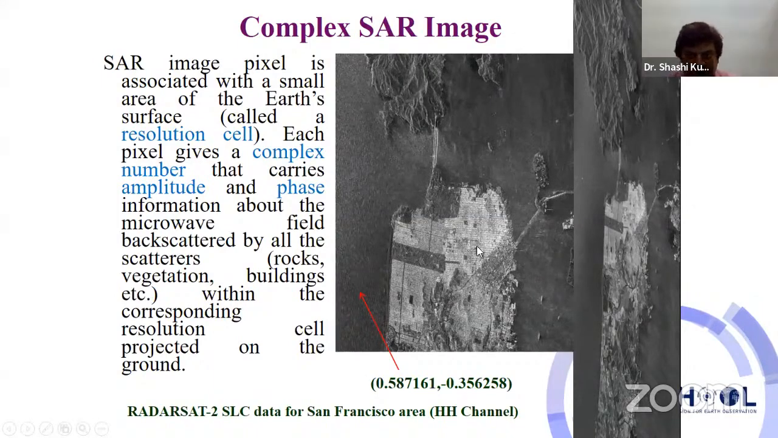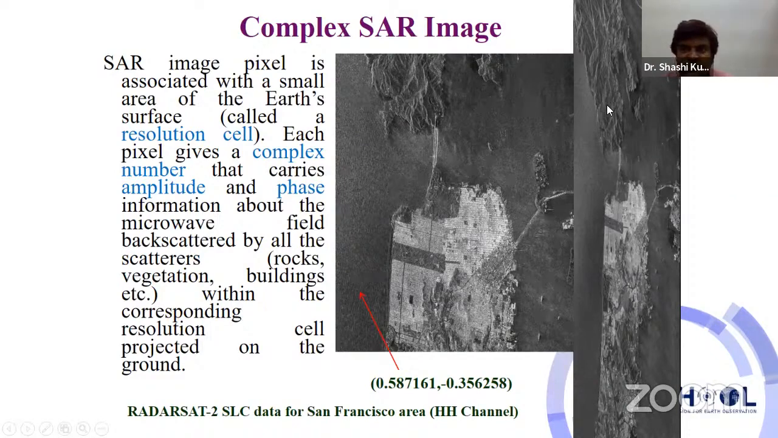Now in this image, one can easily see that buildings appear in very bright color, and water is represented in dark color due to smooth scattering, and less scattering we receive from the vegetation.